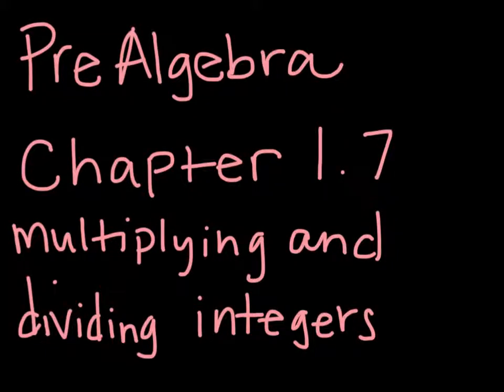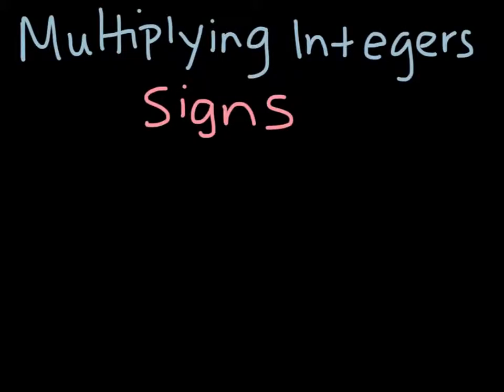This is Pre-Algebra Chapter 1.7, Multiplying and Dividing Integers. The first issue we must consider when multiplying integers is the signs. The product of two integers with the same signs will always be positive.